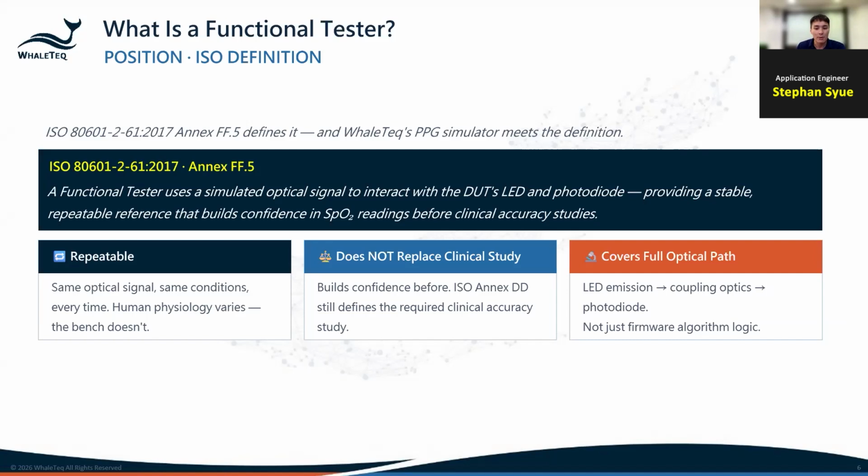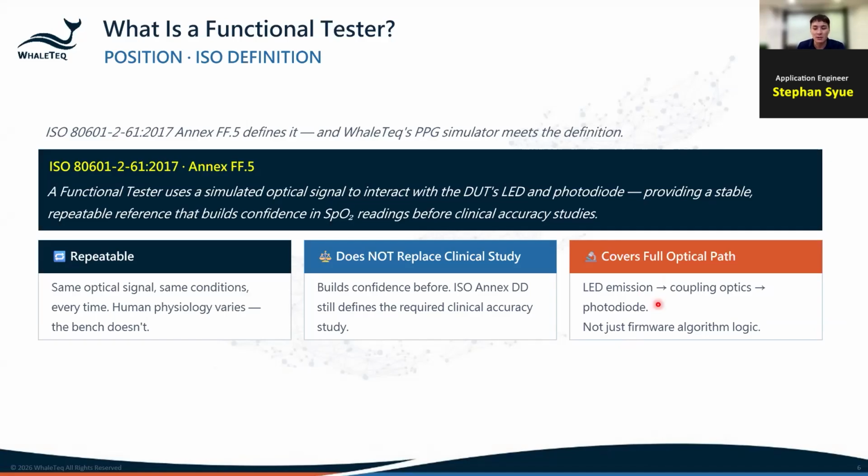Three things we can remember from the slide. Number one is repeatable. The human varies, the bench doesn't. You can run the same signal 1,000 times and get the same results. Second, it does not replace a clinical study. The ISO is pretty clear on this: the functional tester serves to build confidence before the clinical study. And third, it covers the full optical path, so you can verify the whole signal processing chain.